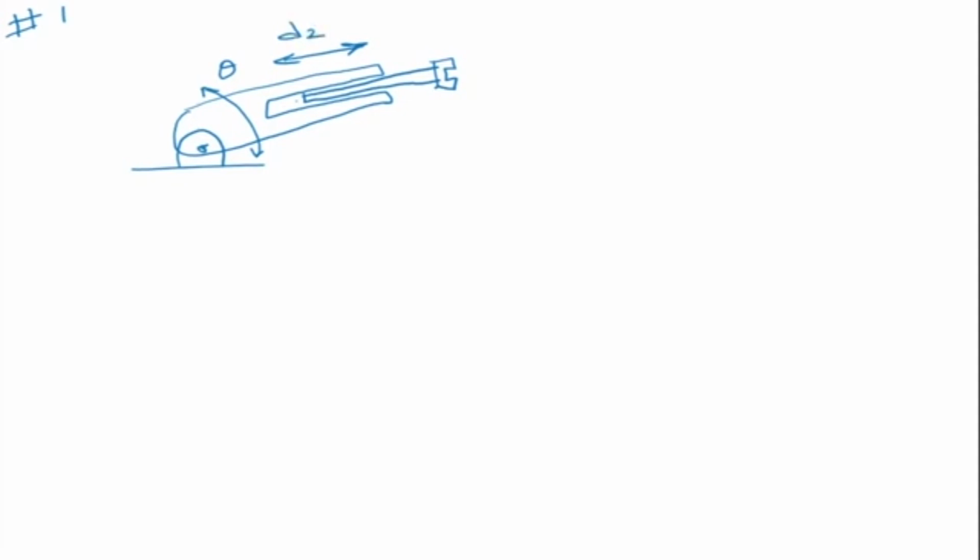Now, where is D2 measured from? D2 is measured from here. So this distance is my D2. So this is 2 DOF, and it has one revolute joint and one prismatic joint. Now, can we write the DH parameter table for this? Let's write our DH parameter table for this.